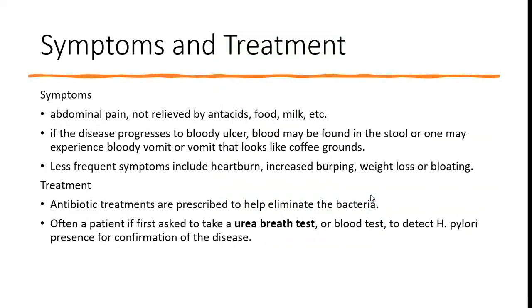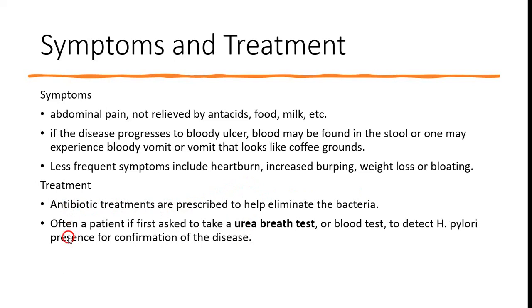So how do you know that you have an ulcer? People will start to have abdominal pains that you can't relieve by taking antacids or milk, etc. You may start coughing up blood or having diarrhea with blood. You might have such things as heartburn or weight loss, etc. So how do we treat it? Well, it is a bacteria, so we are going to use antibiotics to treat it.